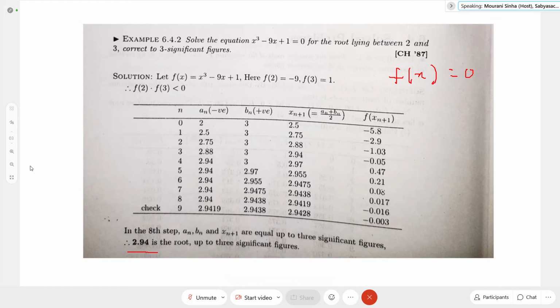Yes, ma'am. The xn plus 1 values are the roots only. We are going towards approximations, okay? And in case we get the function as 0 at any point, that means it's very good. It's done. That's the exact root actually. These are the approximate roots. This xn plus 1 column is the root column. This is the answer column.